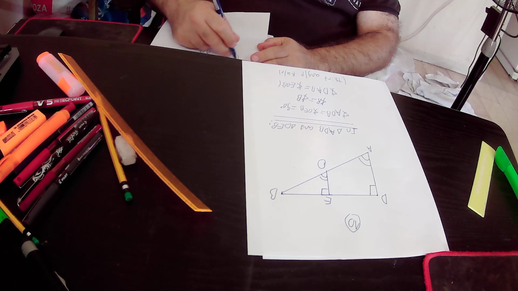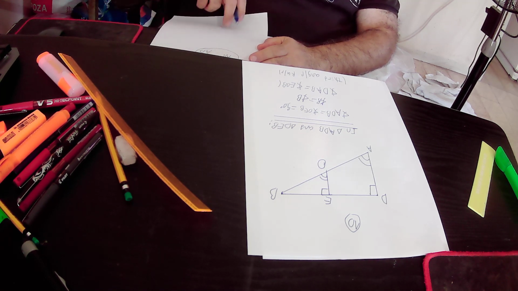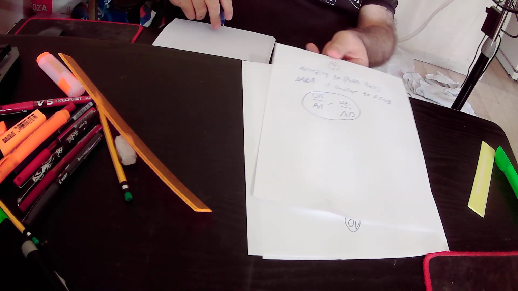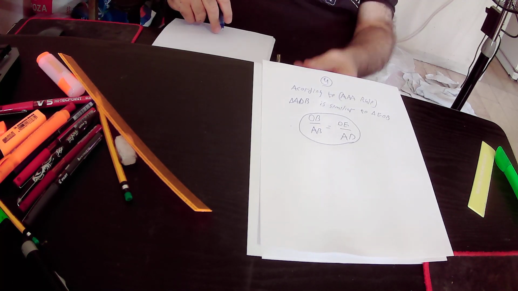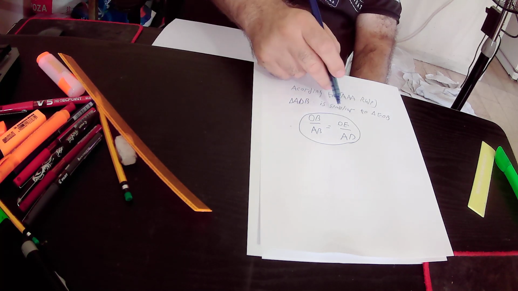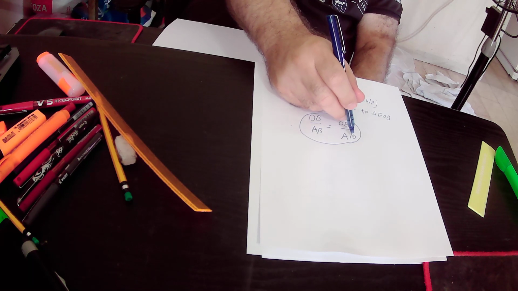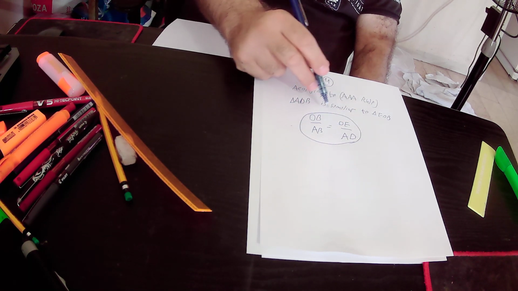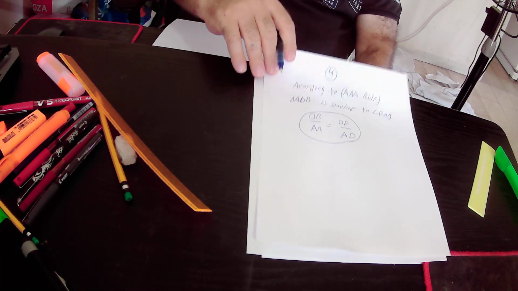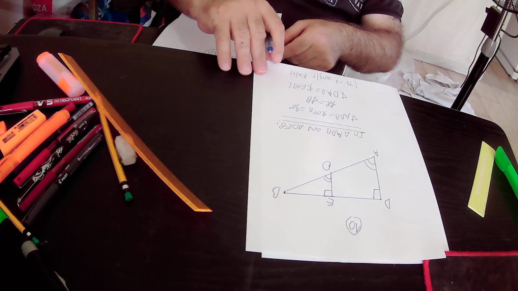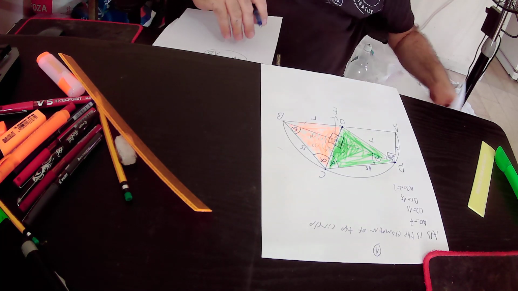Okay, the following relationship exists between the sides of those two similar triangles. OB over AB equals OE over AD. OB over AB equals OE over AD. Okay, but what is the value of OB?